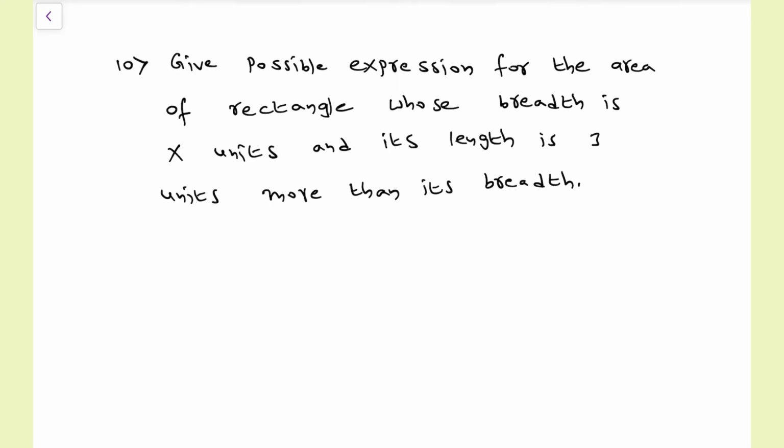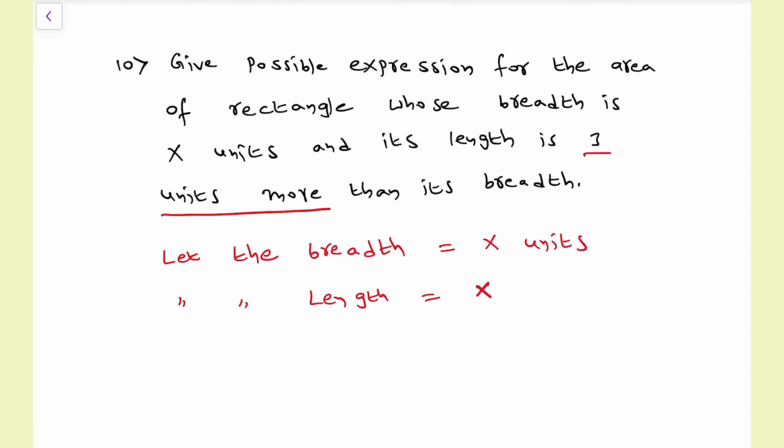Coming to question number 10. Give a possible expression for the area of a rectangle whose breadth is x units and its length is 3 units more than its breadth. So let the breadth, or width, both are the same, be x units, and the length will be, as said, 3 units more, so x plus 3. Then he is asking to find an expression for the area of the rectangle.